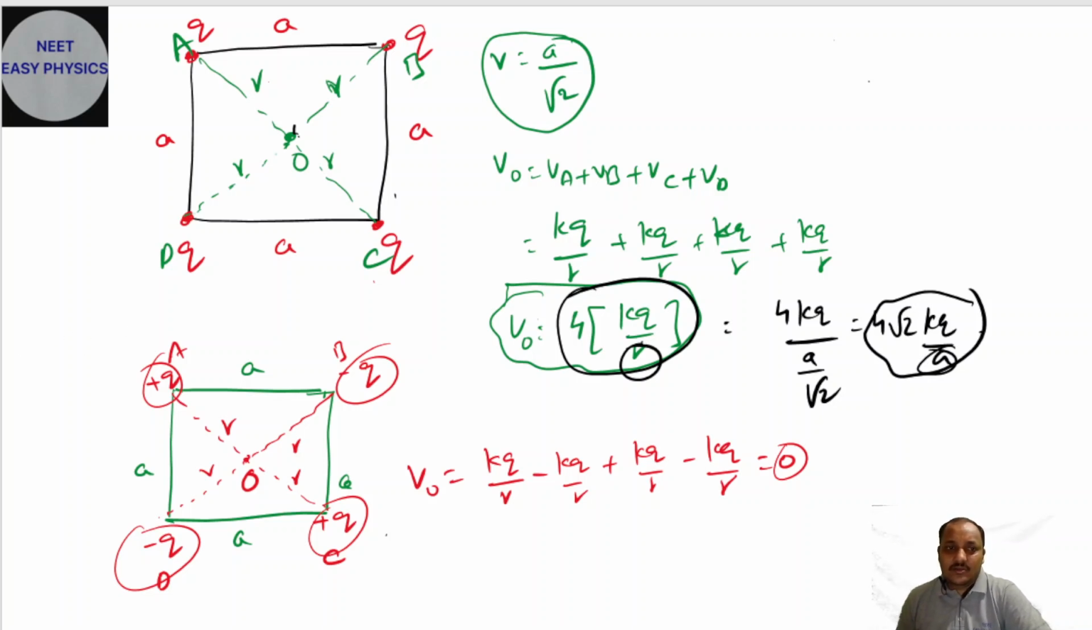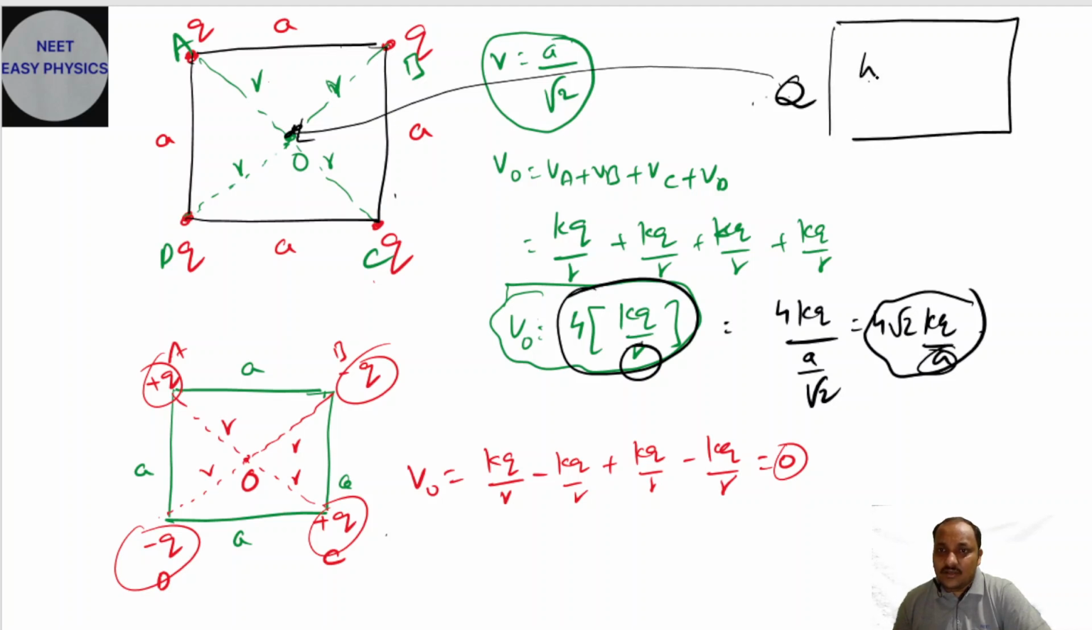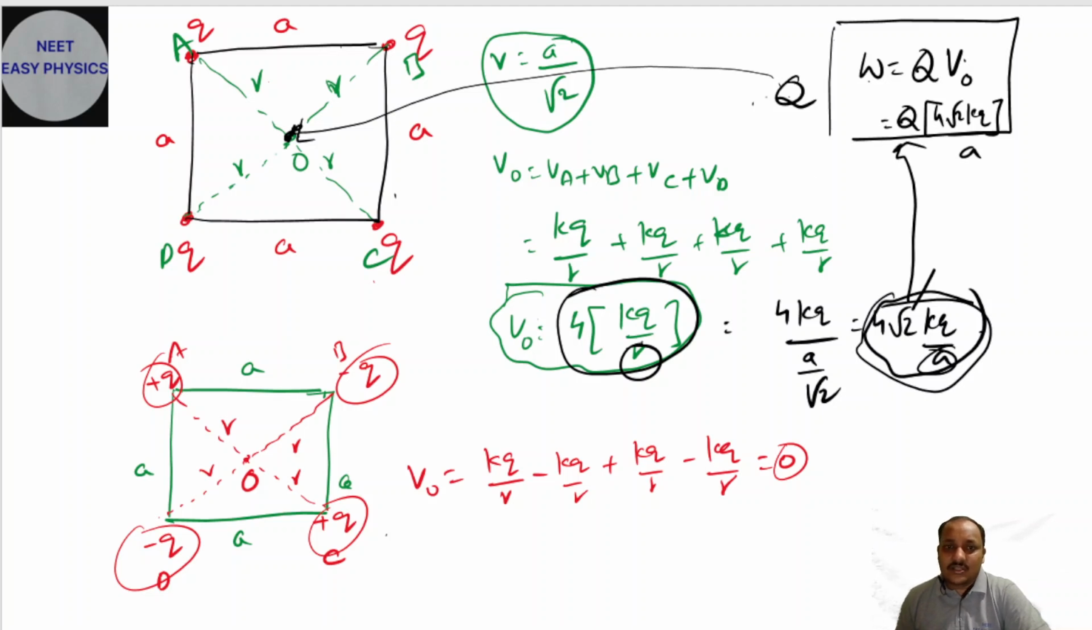Isn't it? Now they will ask, a charge capital Q is brought from infinity to center of the square. Then what is the work done, they will ask. So already we discussed in first class, W is equal to QV. So here what is the potential? V naught. So capital Q into what is V naught? This one, 4 root 2 KQ by a. So for the potential you got, you have to multiply with charge, that is Q.